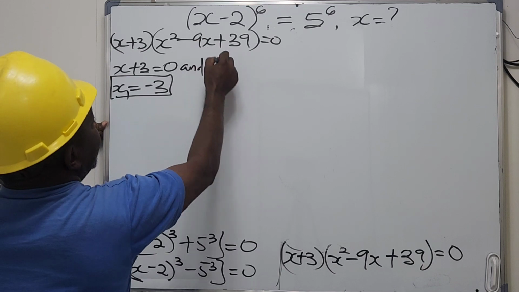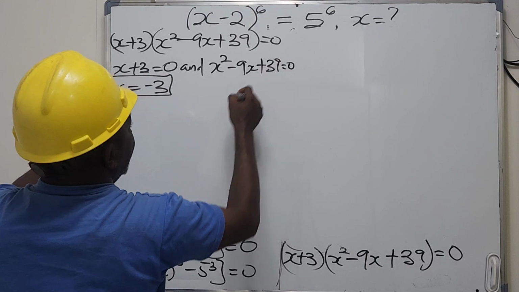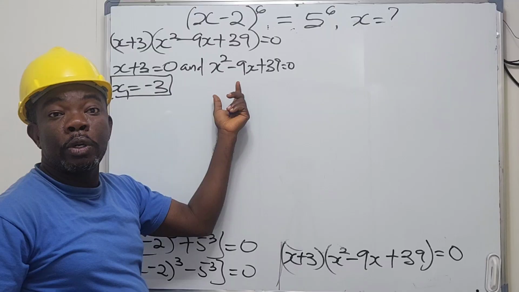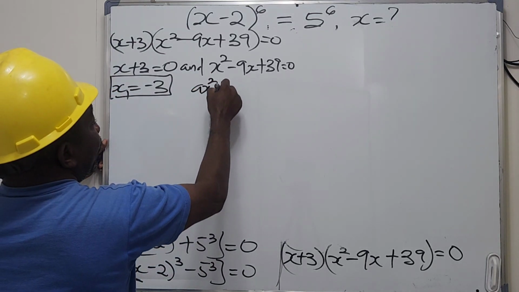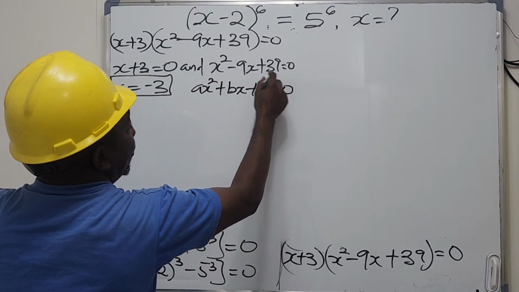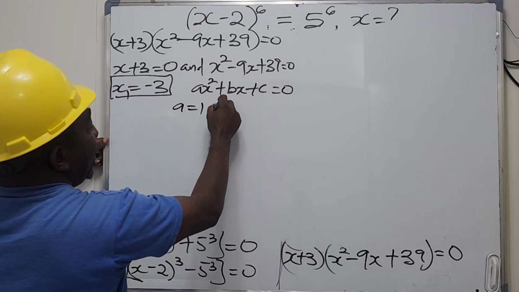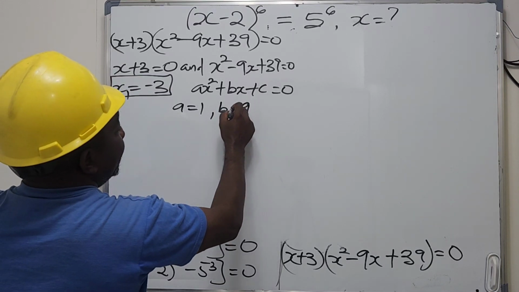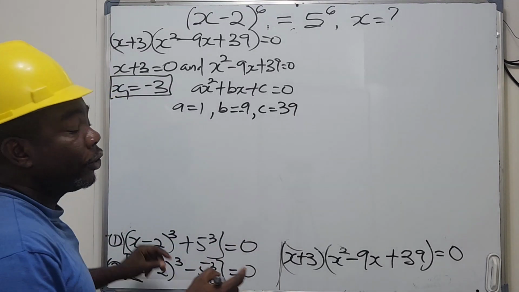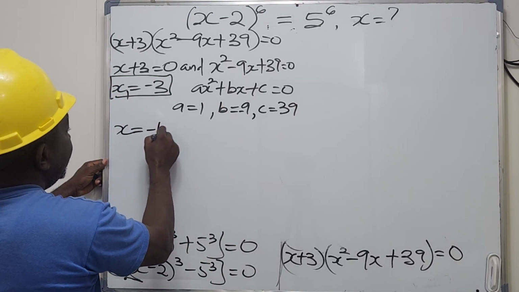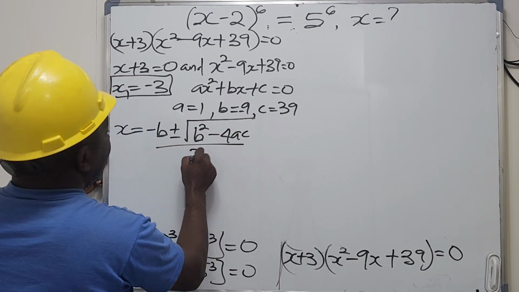And also we have x to the power of 2 minus 9x plus 39 equals to 0. So from here is a quadratic equation. We are going to compare this with a quadratic equation, which is in the form ax to the power of 2 plus bx plus c equals to 0. Comparing this, you have the value of a as 1 and the value of b as minus 9 and the value of c equals to 39. So we are going to substitute this into the quadratic formula, which is x equals to minus b plus or minus square root of b to the power of 2 minus 4ac all over 2a.